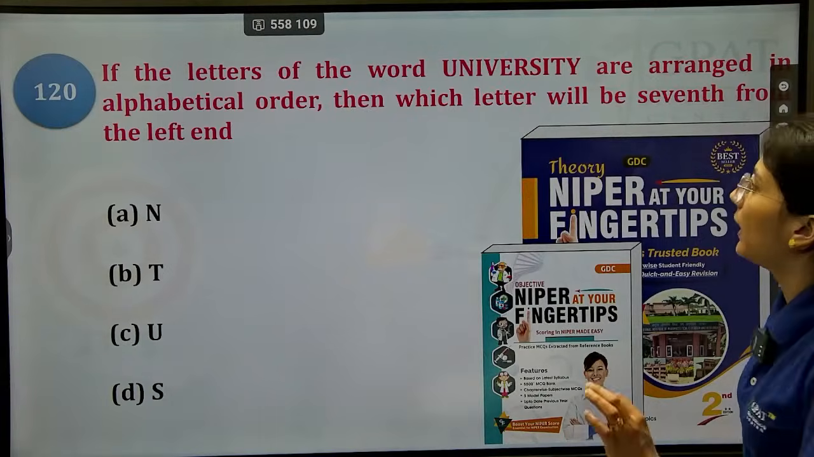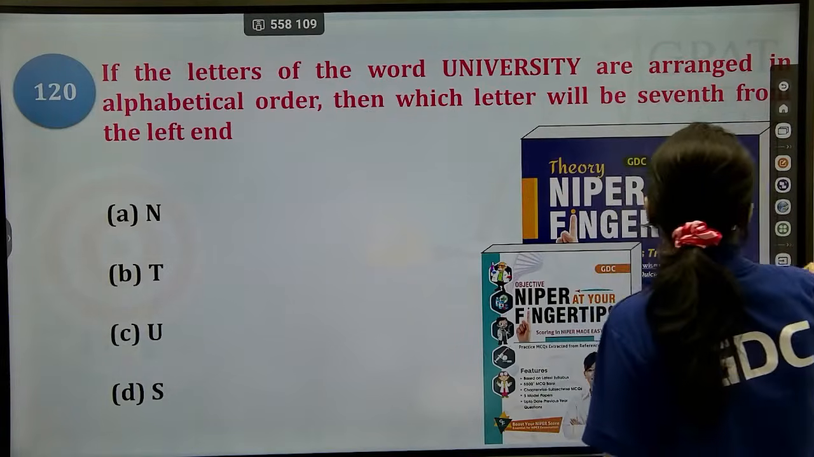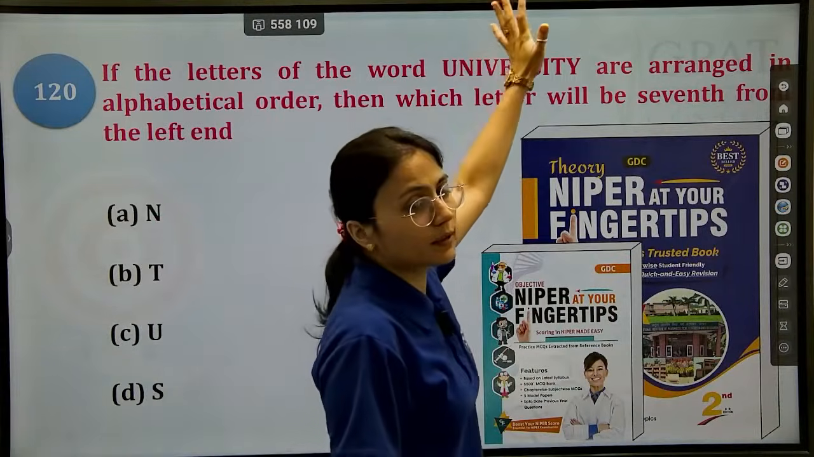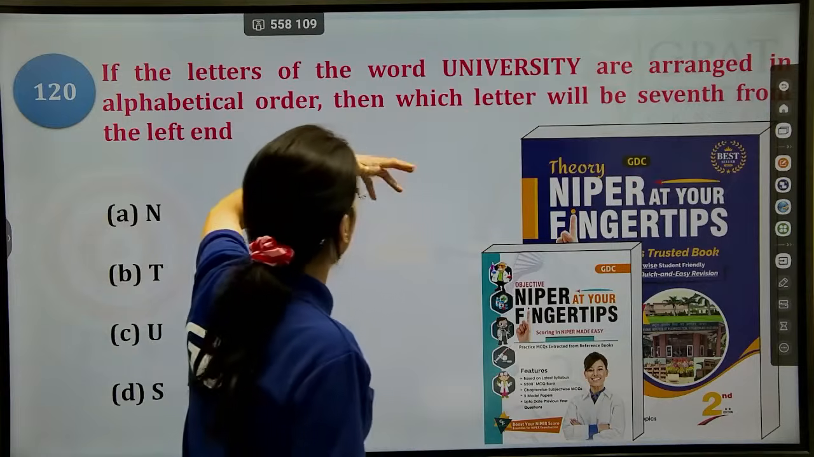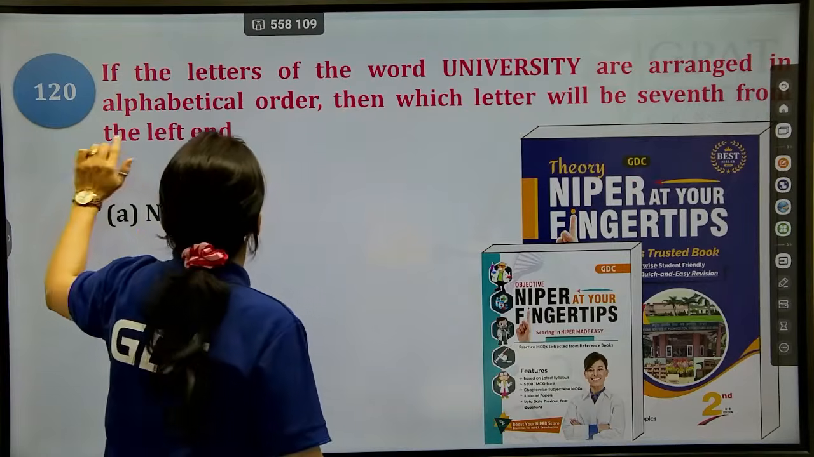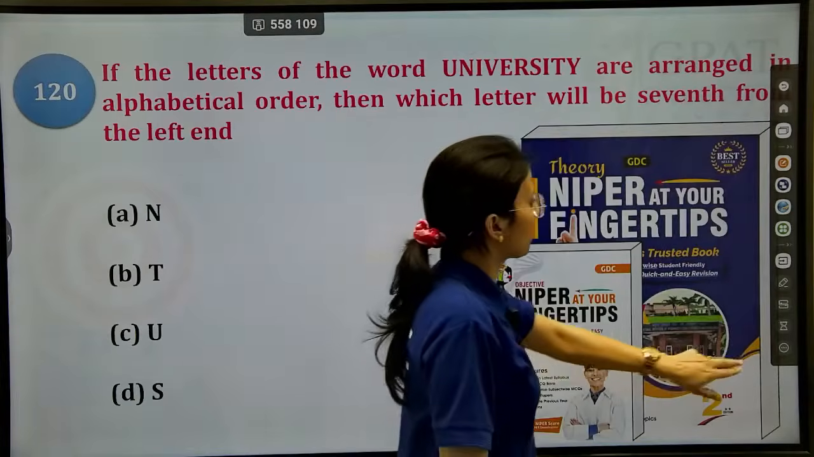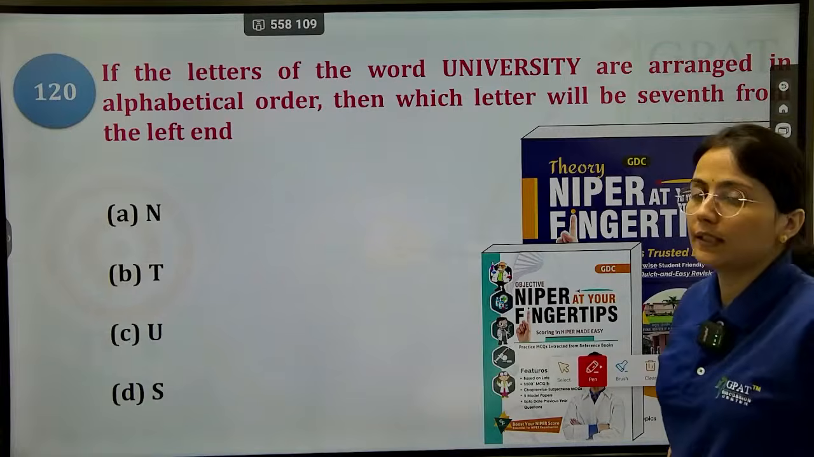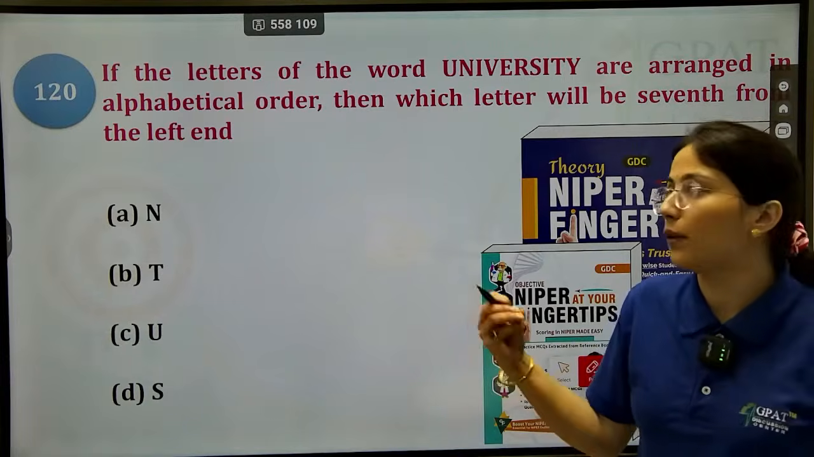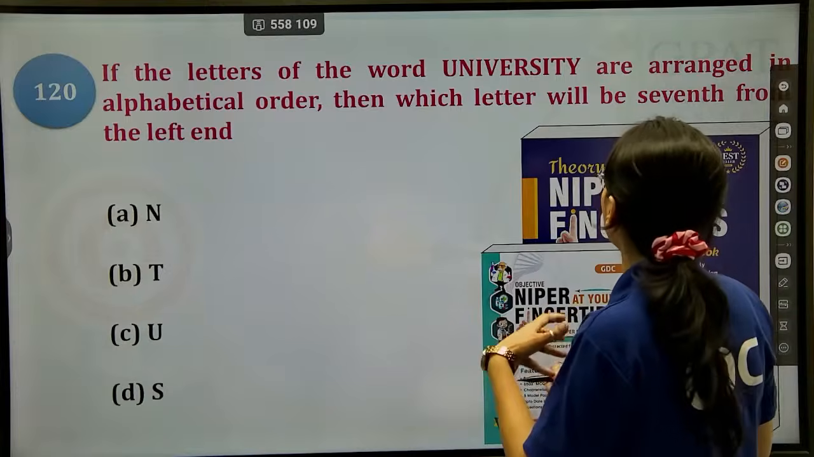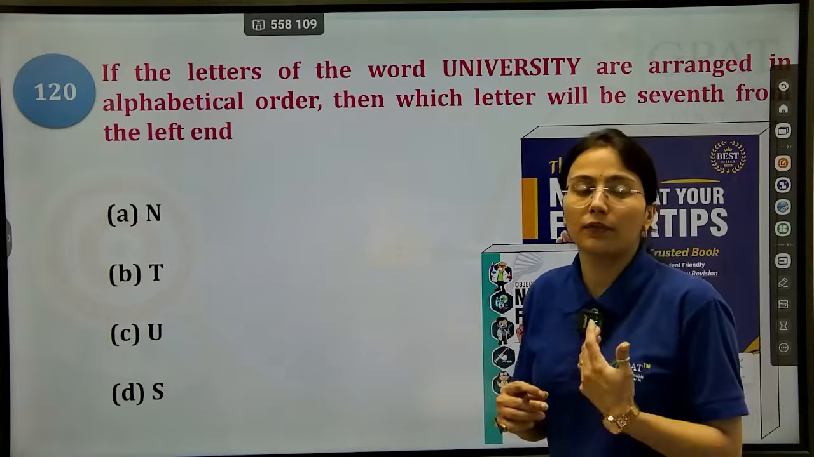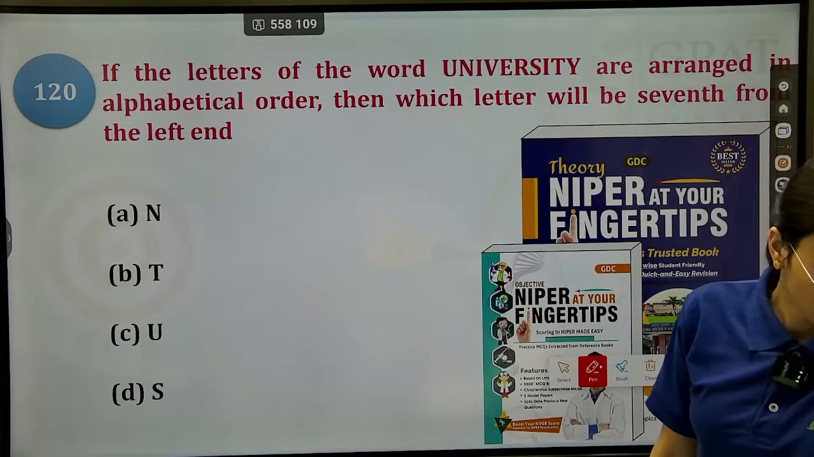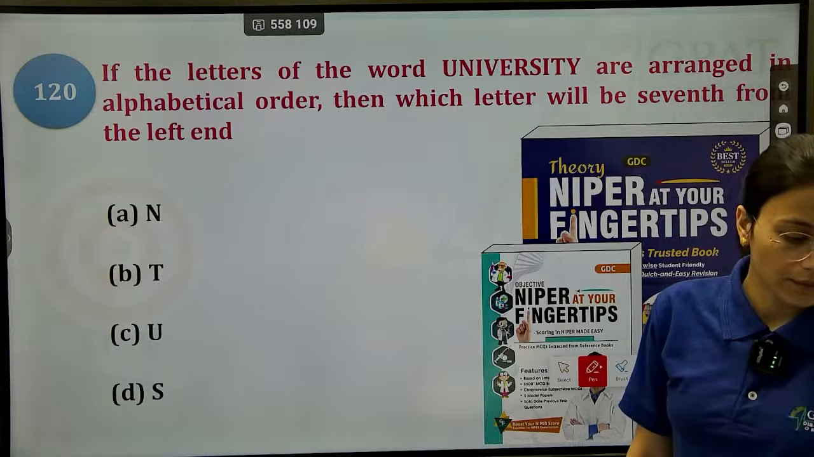If the letters of the word university are arranged in alphabetical order, then which letter will be 7th from the left hand? Now what is the answer? If you arrange university in alphabetical order, you have to give the answer: which letter will be 7th from the left hand?